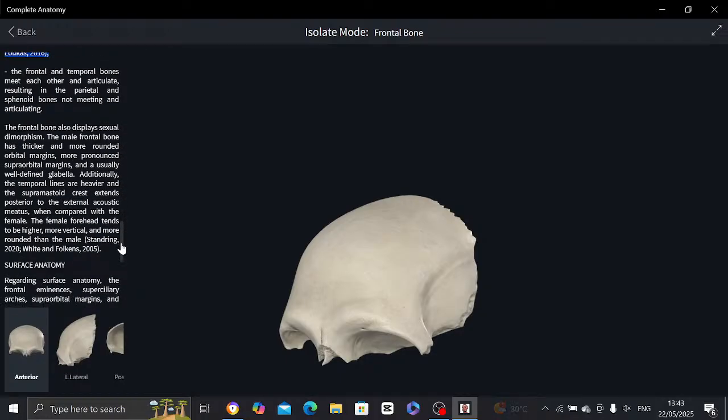That is, the male frontal bone generally shows sexual dimorphism, that is, two forms in different sexes. The male frontal bone is generally thicker, and the orbital portion is more rounded, usually with a well-defined glabella. In females, it is higher, more vertical, and usually more rounded.